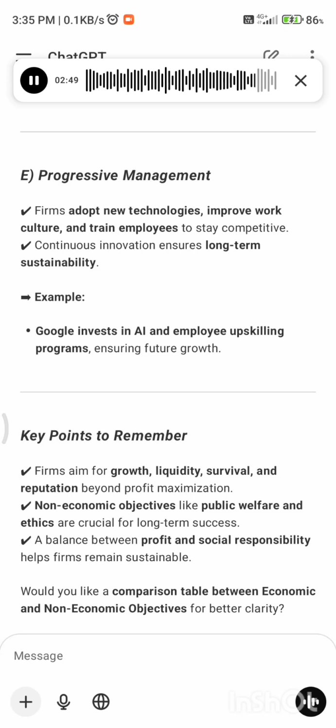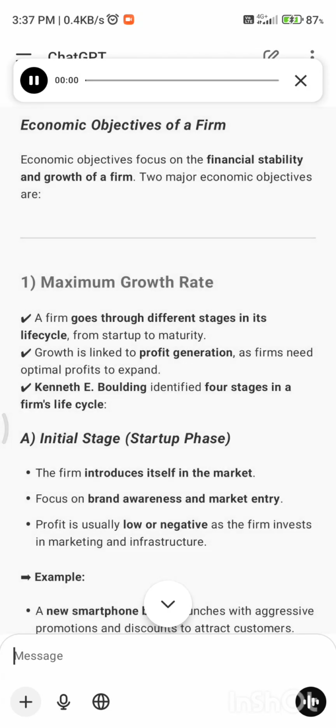Key points to remember. Firms aim for growth, liquidity, survival, and reputation beyond profit maximization. Non-economic objectives like public welfare and ethics are crucial for long-term success. A balance between profit and social responsibility helps firms remain sustainable. Would you like a comparison table between economic objectives of a firm?